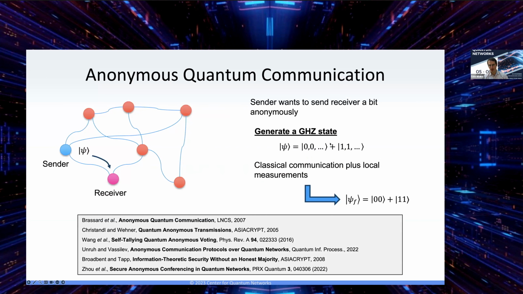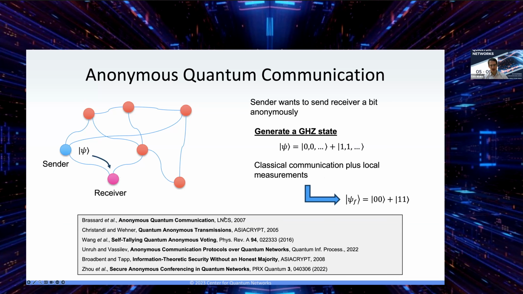Once this entanglement is generated, then using only classical communication plus local measurements, the sender can actually establish a pair of entangled states with the receiver and then teleport the qubits to the receiver without the receiver knowing who they are. In other words, the information is publicly broadcast in such a way that there's no way for the receiver to know who sent them the qubit, but they know what the qubit value is.